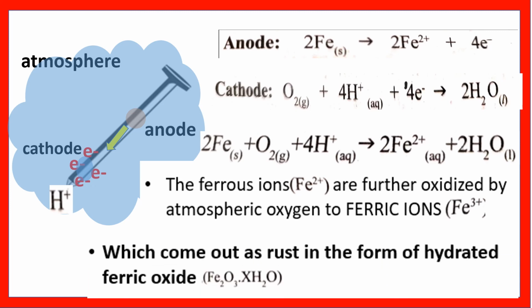Afterwards, it comes out as rust in the form of hydrated ferric oxide. Hydrated means it has some water molecules inside it. That's why we call it hydrated ferric oxide, Fe2O3·xH2O. The number of water molecules is represented here with the letter x.